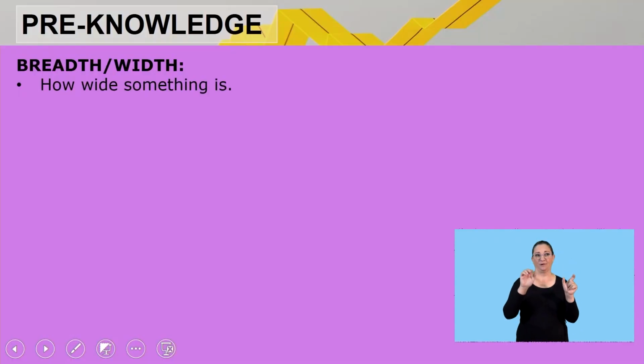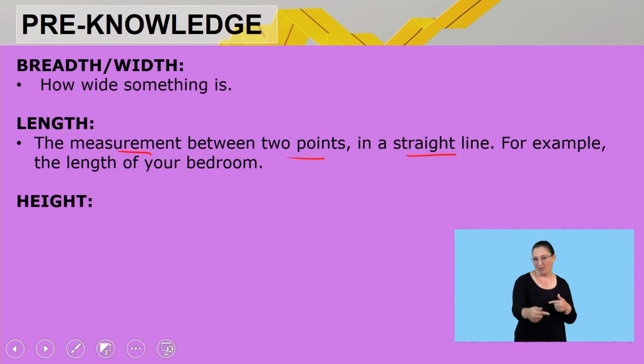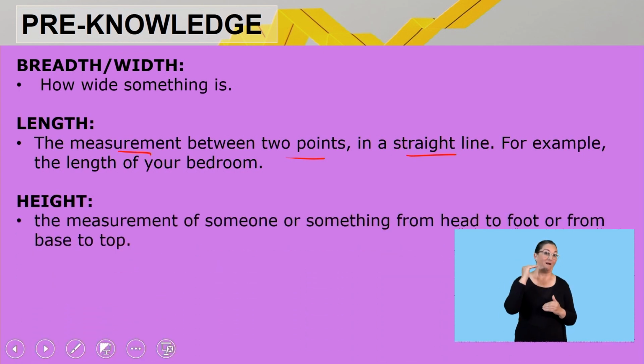Now moving on to the appropriate language. So here I said breadth or width is basically defining how wide something is, right? Then when we talk about length, we say it's the measurement between 2 points in a straight line. For example, the length of your bedroom. Then when we refer to height, remember this is now the third dimension, right? That we add, making it a three-dimensional object. The height is the measurement of someone or something from head to foot or from the base to the top.